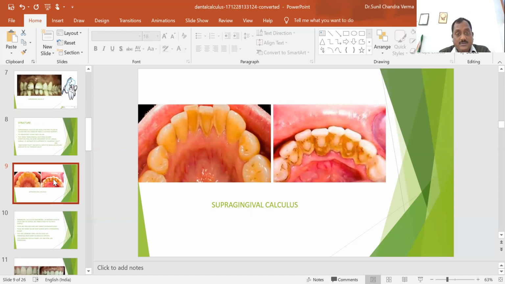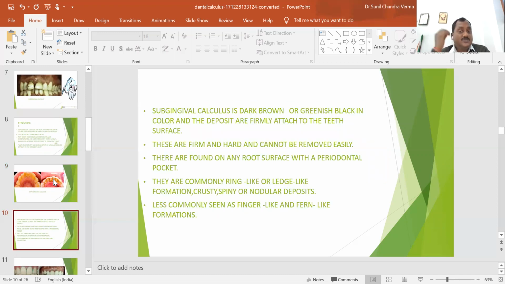See the amount of calculus which is deposited in the lower anterior lingual aspect. Subgingival calculus is brown or greenish black in color and deposits are firmly attached to the tooth surface. This is more adherent as compared with supragingival calculus. These are firm and hard and cannot be removed easily. These are found on any root surface with a periodontal pocket. Are you getting my point? Okay.